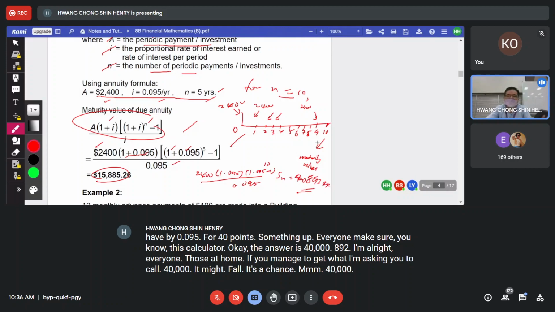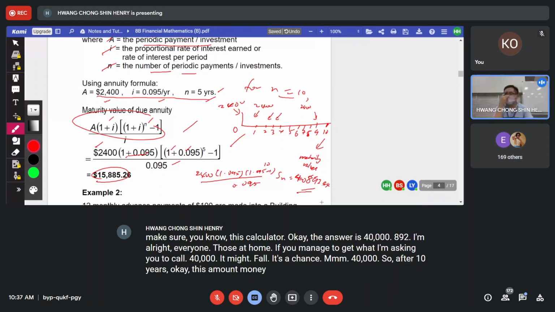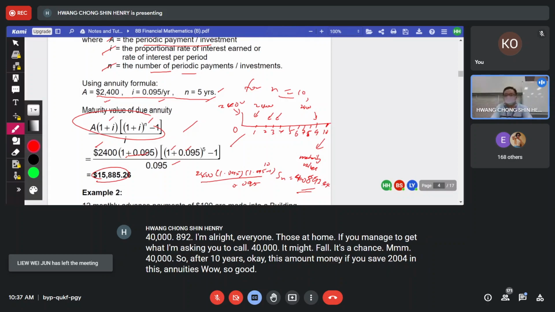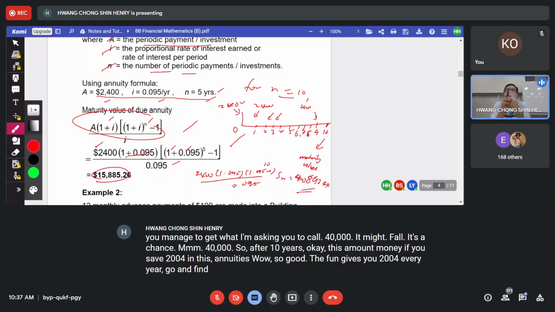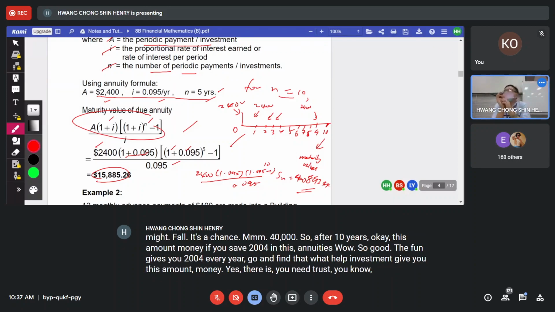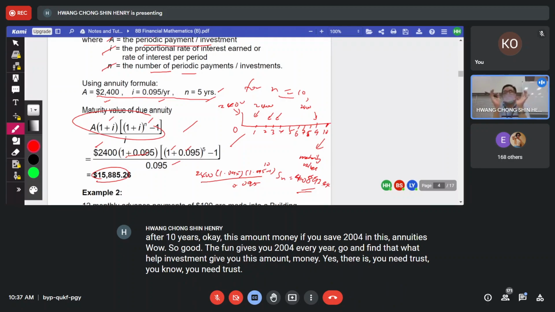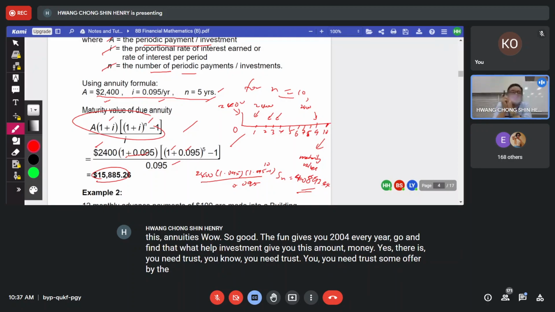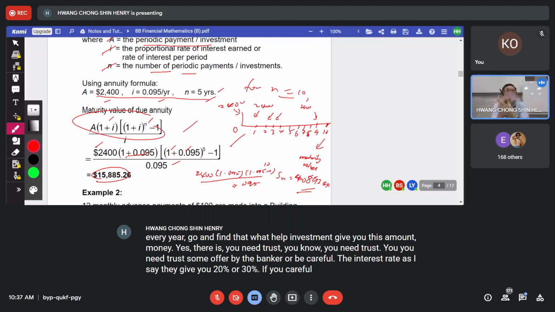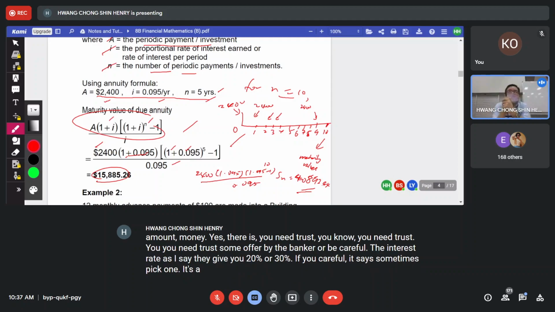40,892. So after 10 years, you get this amount of money if you save 200 in these annuities. The fund gives you 200 every year. Go and find what type of investment gives you this amount of money. Yes, there is: unit trust. Some are offered by the bank. But be careful with the interest rate. As I say, if they give you 20% or 30%, be careful. This is sometimes fake. It's a scam.